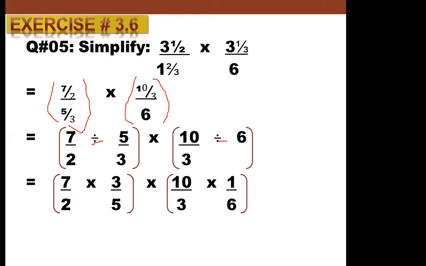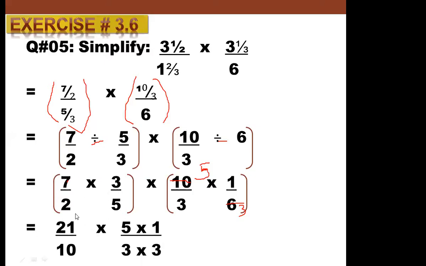Here nothing can be reduced, but here if you look what you have, 2 3s are 6 and 2 5s are 10. So what I'm going to do, I'm simply multiplying this 7 by 3. So 7 multiplied by 3 is 21 and 2 multiplied by 5 is 10. And what else is here? 5 multiplied by 1 and 3 multiplied by 3. So 5 multiplied by 1 will become 5 and 3 multiplied by 3 will become 9.